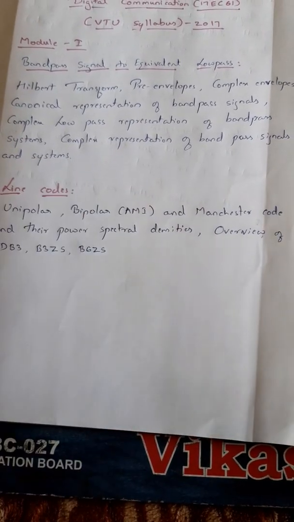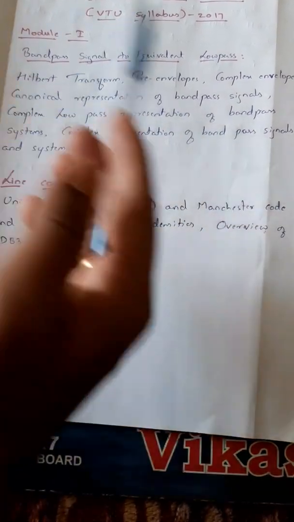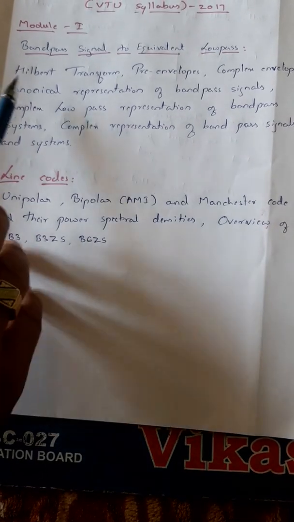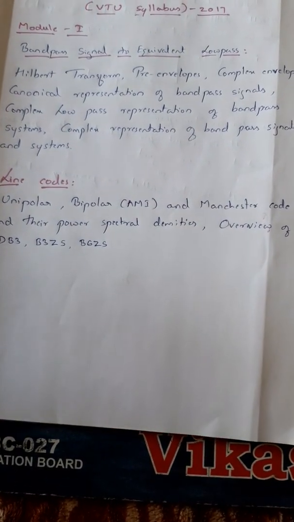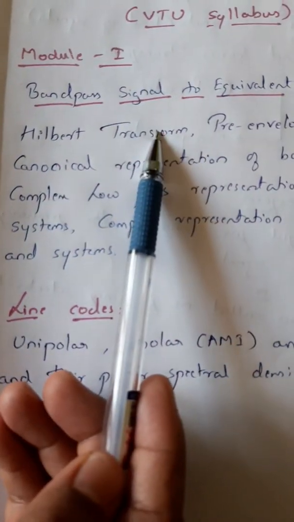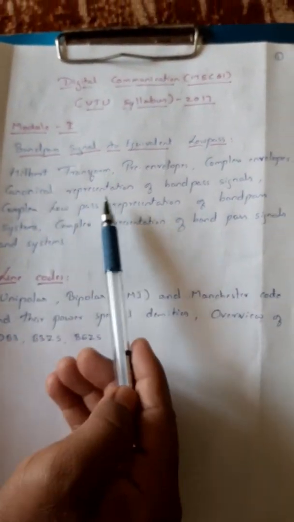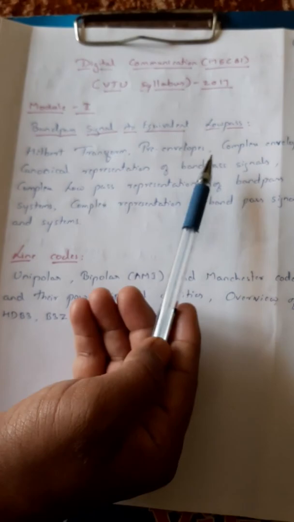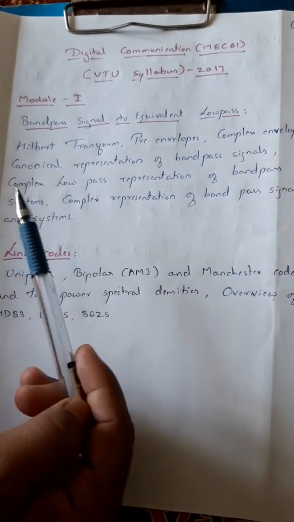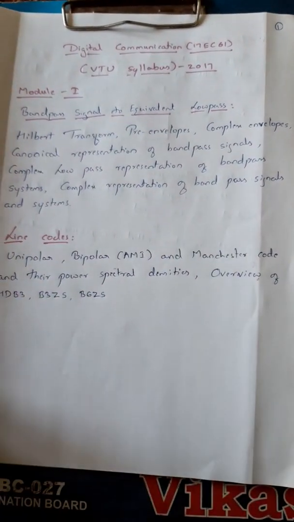In the first section, our aim is to convert our bandpass signal to its equivalent low pass signal. To do that, we require one tool which is called Hilbert transform. So first we want to learn this Hilbert transform. Using this tool, we're going to derive the rest of the parts, that is pre-envelope, complex envelope, canonical representation, how I can represent the bandpass signal with respect to the low pass signals, and so on and so forth. So today in the lecture, we're going to start with the first one, that is Hilbert transform.